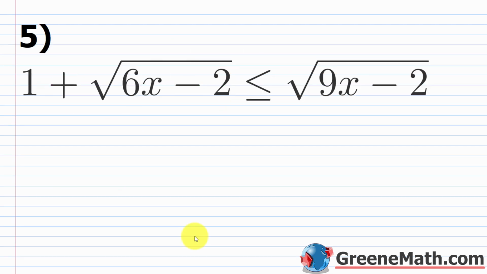All right, let's take a look at problem number 5 now. So we have 1 plus the square root of 6x minus 2 is less than or equal to the square root of 9x minus 2. And what I'm going to do is first find my domain.